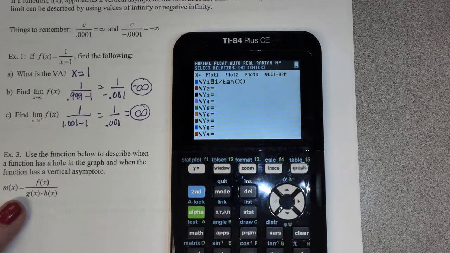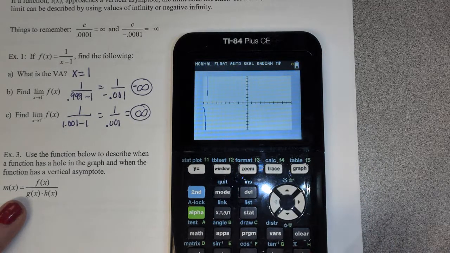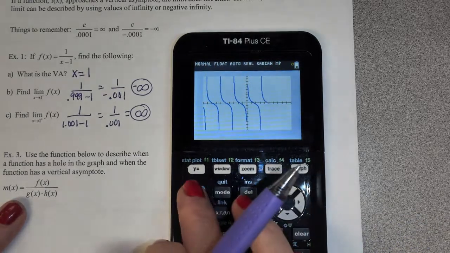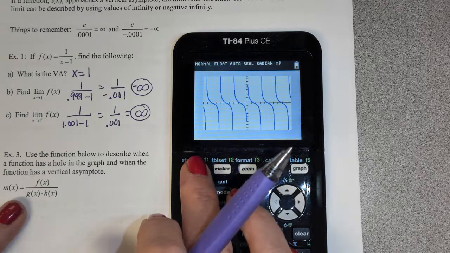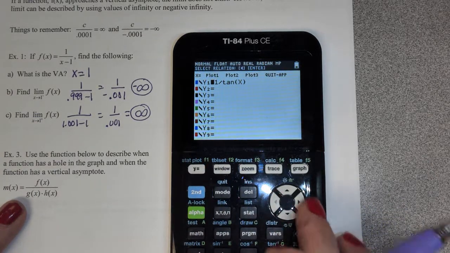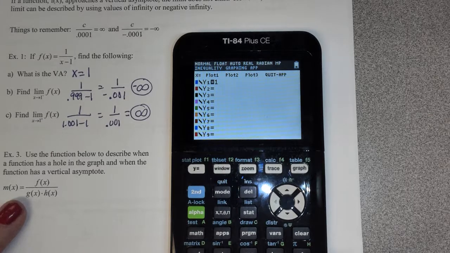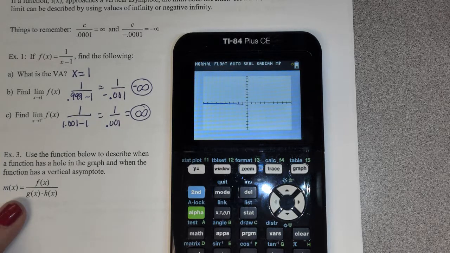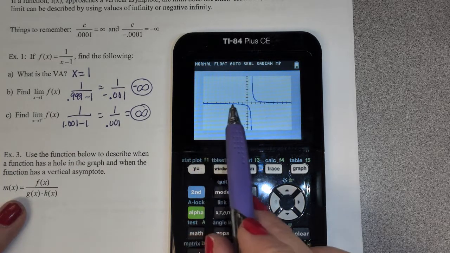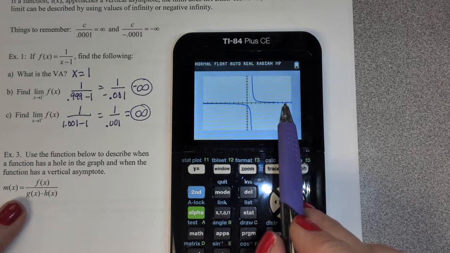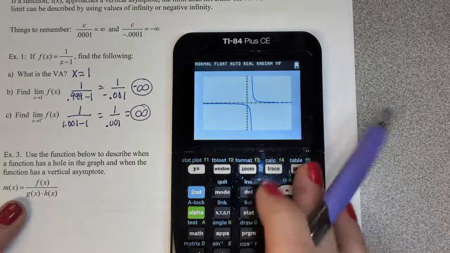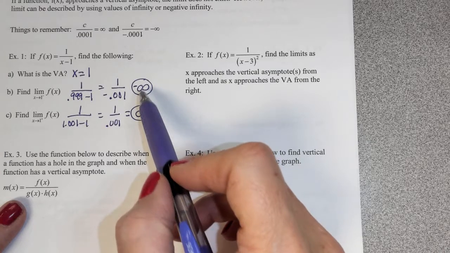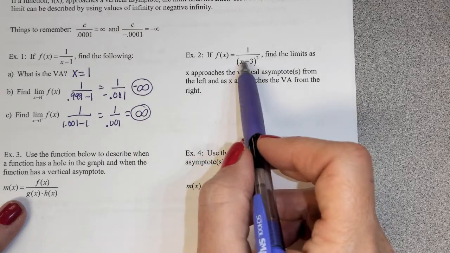Because 1 divided by x minus 1, if I even just look at this graph, oops, I forgot to take out my other function. If I put in 1 divided by parentheses x minus 1, here's the way it looks. So I can see that as I approach 1 from the negative side, it's going to negative infinity. As we approach 1 from the positive side, we're going to positive infinity. So is it always the case that one of these has to be negative infinity and one is positive infinity? Well, let's see on the next one.